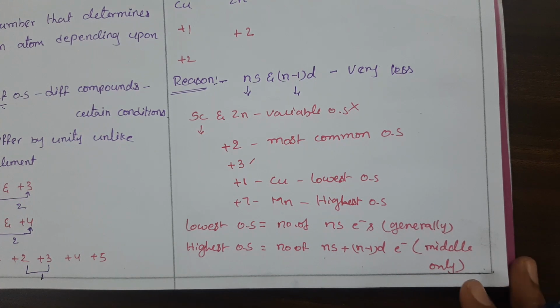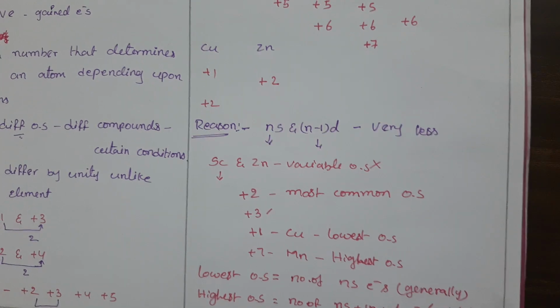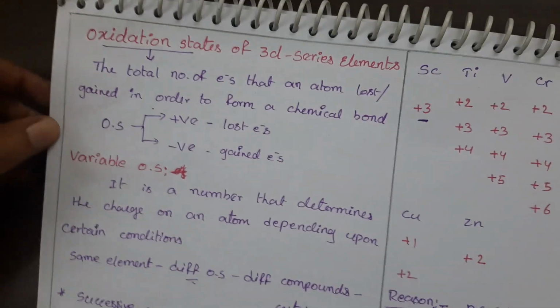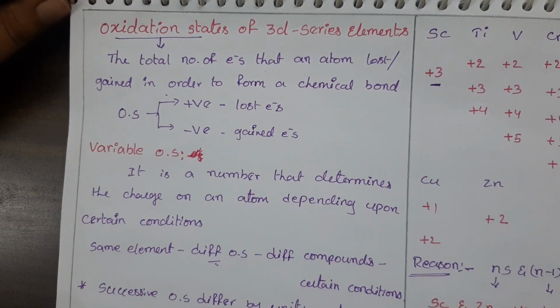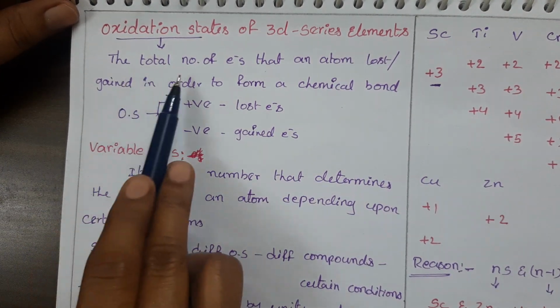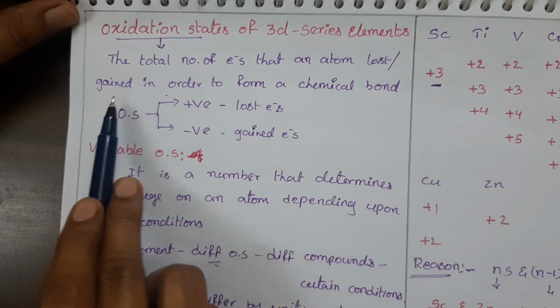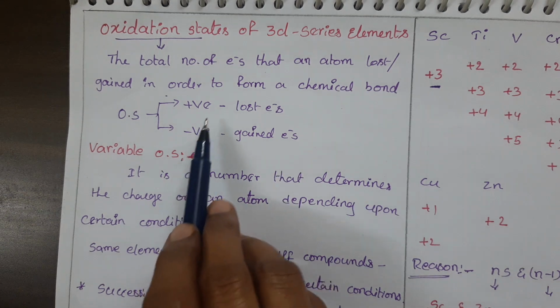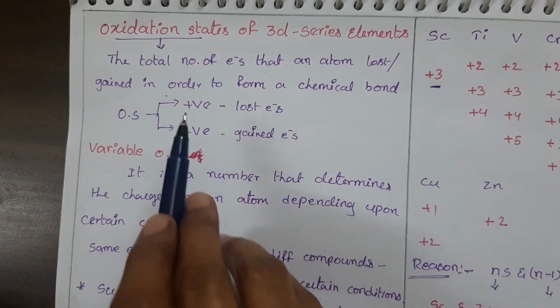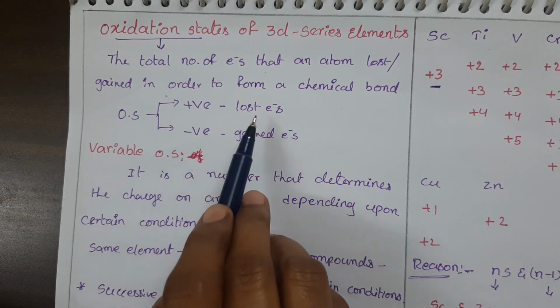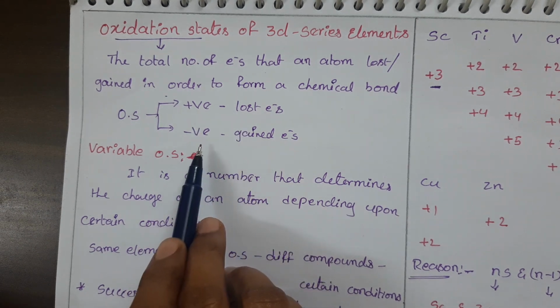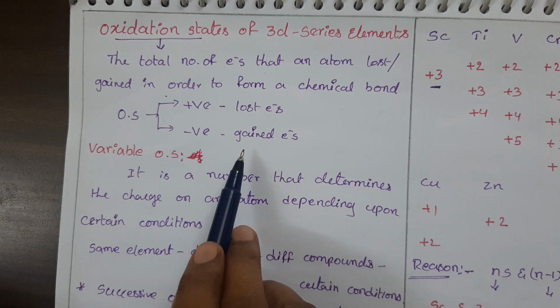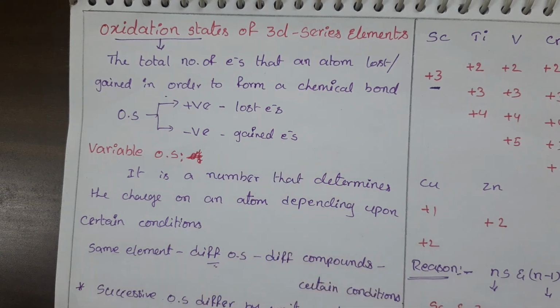Okay. So, it is about the oxidation state of 3D series elements. Now, let's see a quick revision of oxidation states of 3D series elements. The definition of oxidation state is the total number of electrons that an atom lost or gained in order to form a chemical bond. And here the element can show two types of oxidation state, one positive and another negative. Positive oxidation state is shown when the atom loses electrons, and negative oxidation state is shown when the atom gains electrons.